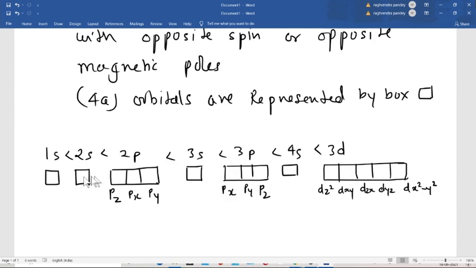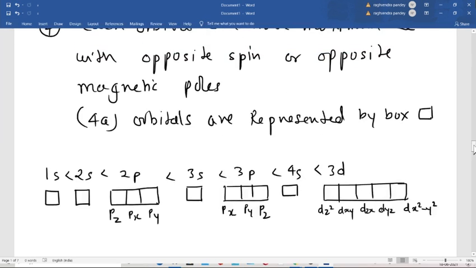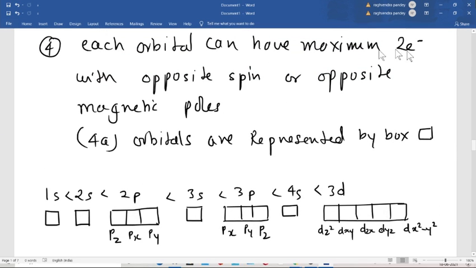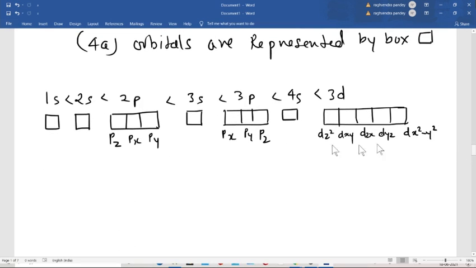Each orbital can have a maximum of 2 electrons. They are degenerate. Each orbital can have a maximum of 2 electrons. That is there. Now this is how we fill it.